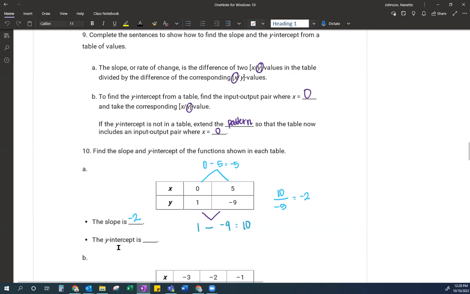The y-intercept from a table: find the input-output pair where x is equal to 0, this guy, and take the corresponding y value, this guy.